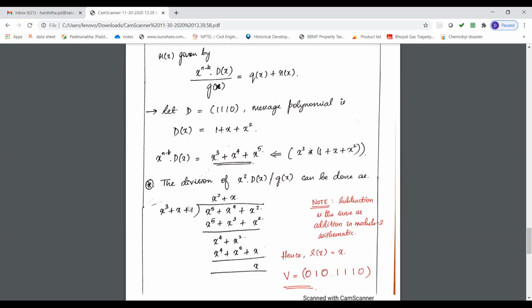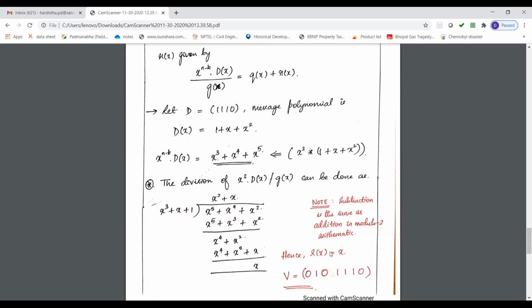So I'll have to multiply it with x. So x to the power of 3 into x is x to the power of 4, plus x into x is x to the power of 2, plus 1 into x is x. So these two terms will get cancelled and the remaining term is only x. So this is nothing but the remainder. So the remainder polynomial is r of x equal to x.